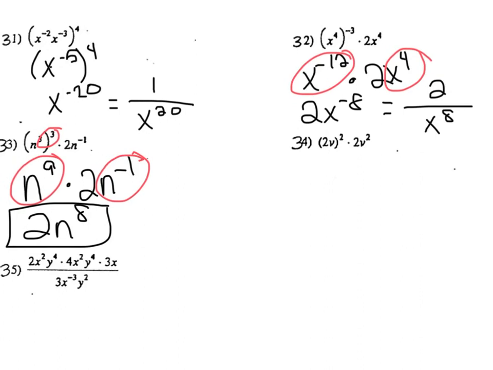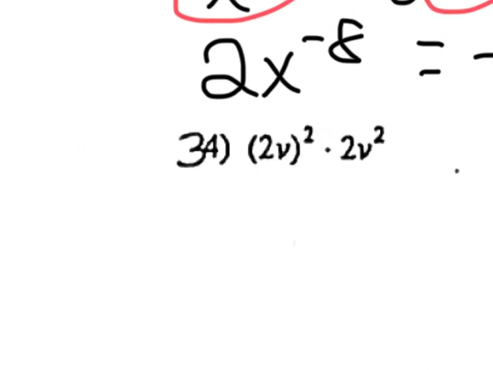34, before I can put these together, I do have to take care of this exponent here. I've got 2 missing exponents that I'm going to distribute it to. So I now have 2 squared v squared, and I'm multiplying it by 2v squared.